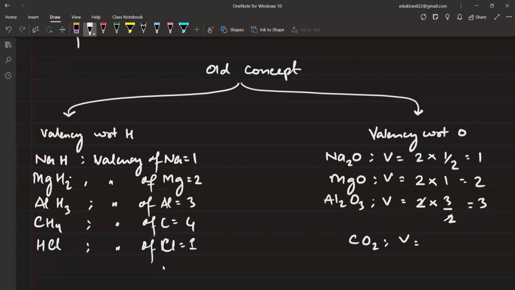Valency is equal to how much? Valency I can write as how much, tell me guys? 2 into 2 oxygen atom, that will be equal to 4.